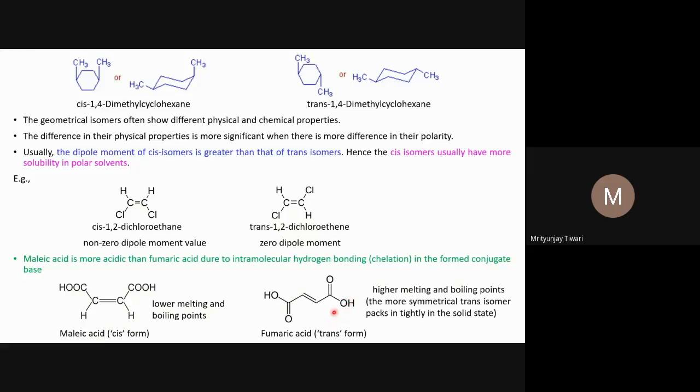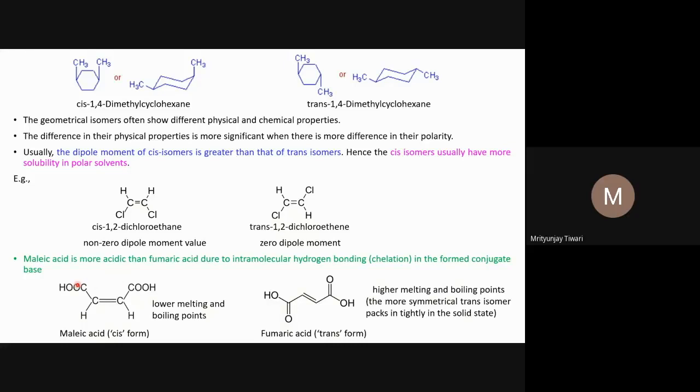Another reason for the difference in intermolecular interaction is that this compound, maleic acid, can have intramolecular hydrogen bonding. If this OH group is involved in intramolecular hydrogen bonding with this OH, then this compound will not interact with that much efficiency with another maleic acid compound. So the intermolecular interactions will decrease because of the intramolecular hydrogen bonding. Intermolecular hydrogen bonding is hydrogen bonding between two different molecules. Intra means within the molecule.